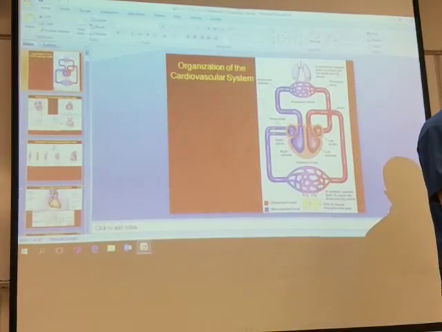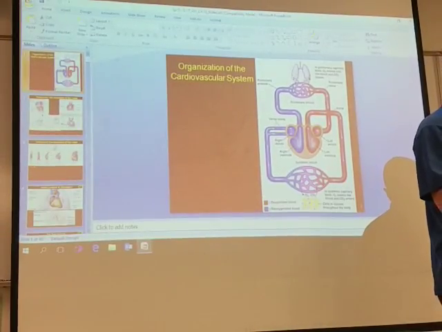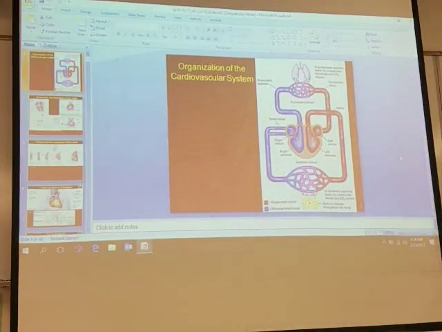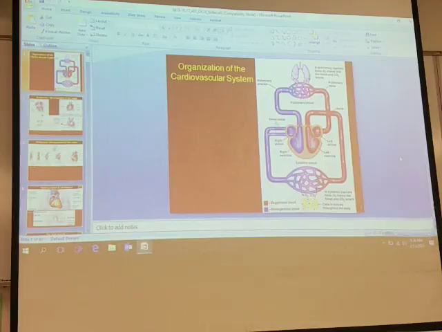So we described equilibrium potential and electrochemical gradient. How would you describe that? It's the net force acting on an ion. It's the combination of the electrical gradient and the concentration gradient. Those are both forces.